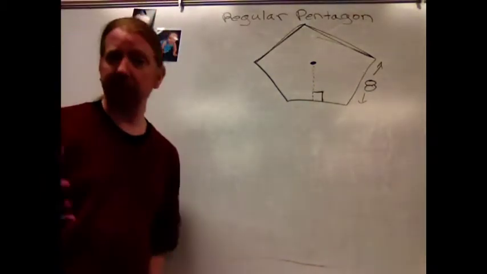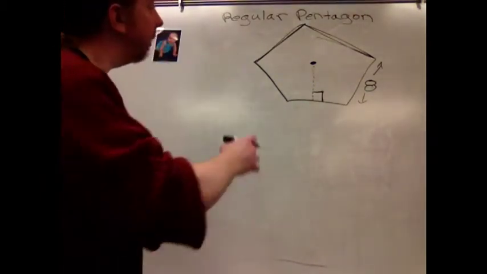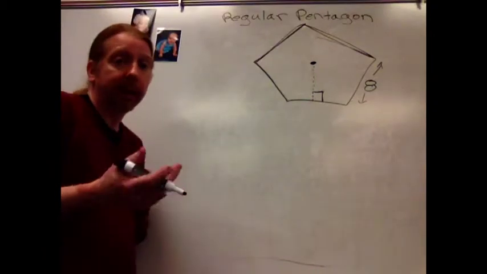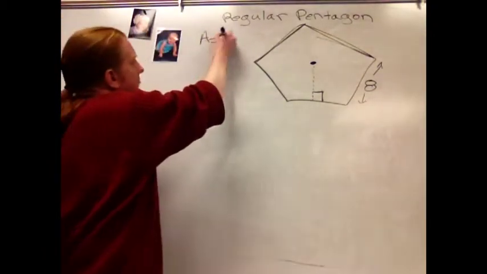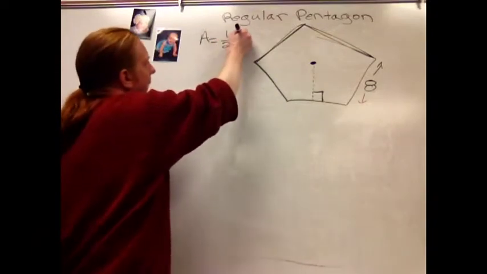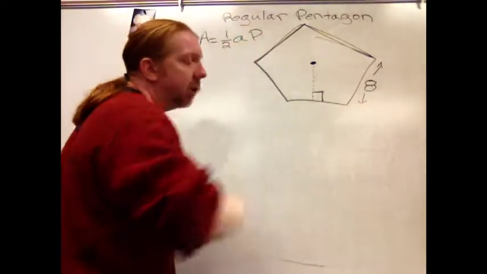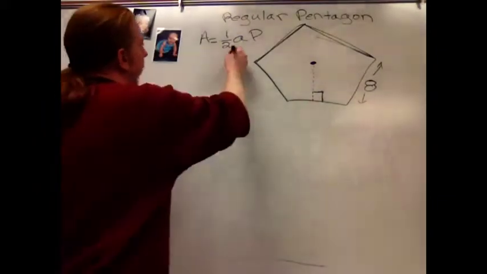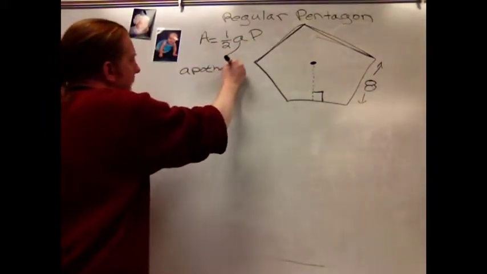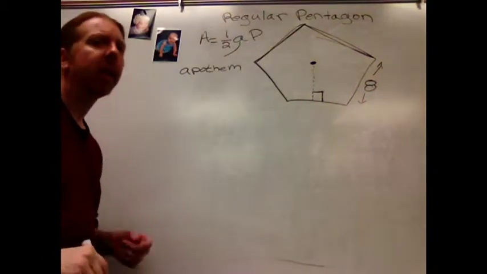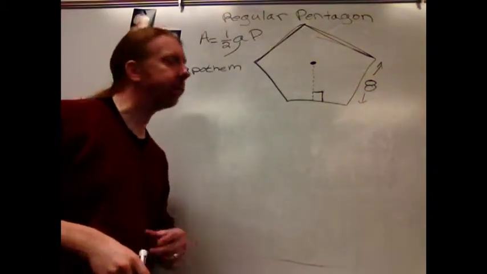Now, for those that like to start with a formula, we can write down the formula for a regular pentagon or any other polygon. It's a pretty easy formula. The formula is 1/2 AP. Now, in that formula, A refers to the apothem. I know, what's the apothem?